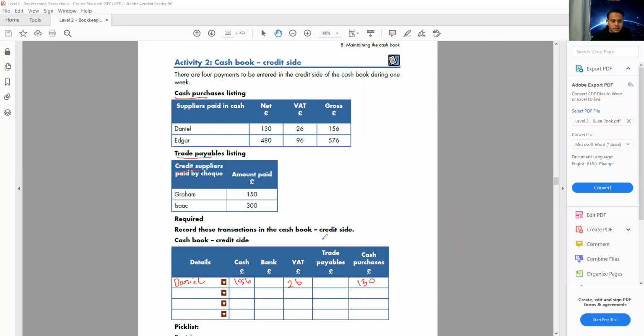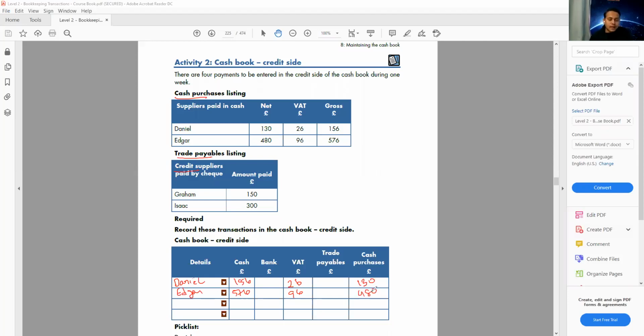Very well done. Then we have Edgar. Edgar, we have 576. The VAT is 96 and the net is 480. All right, so the cash transactions are done.